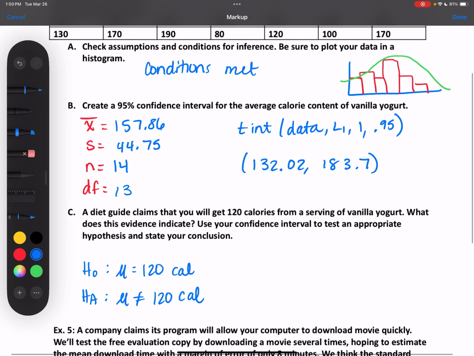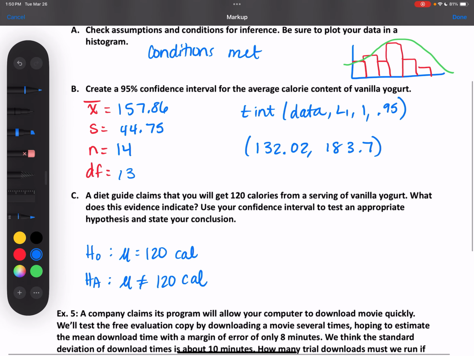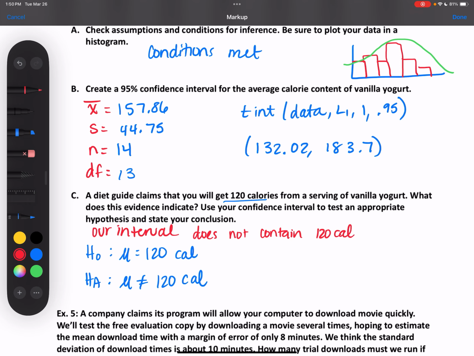But what do we know about this? It's not in our confidence interval. Right. Our interval does not contain 120 calories. So it's not correct in what they said.